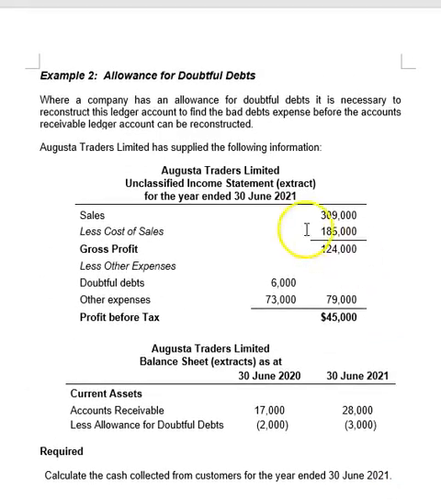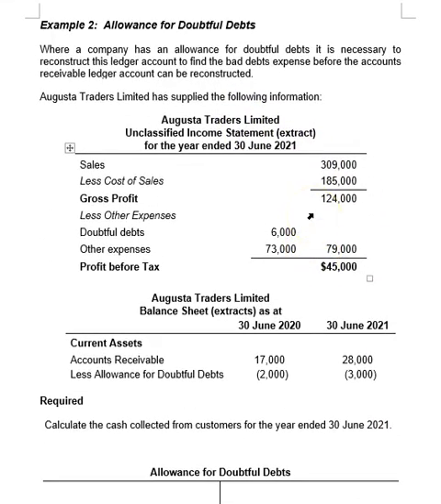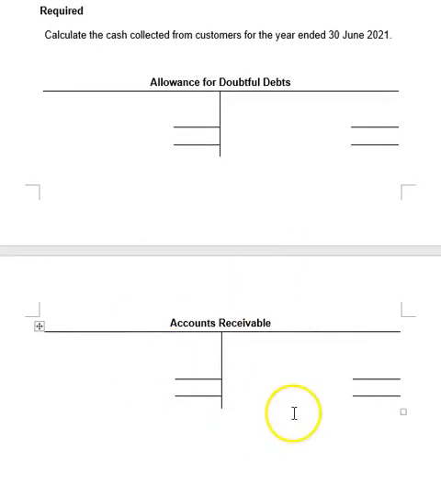Hello, so today I'm going to teach you how to reconstruct the allowance for doubtful debt account as well as your accounts receivable account. When we reconstruct these two accounts, it's for us to find out how much cash we receive from our debtors.